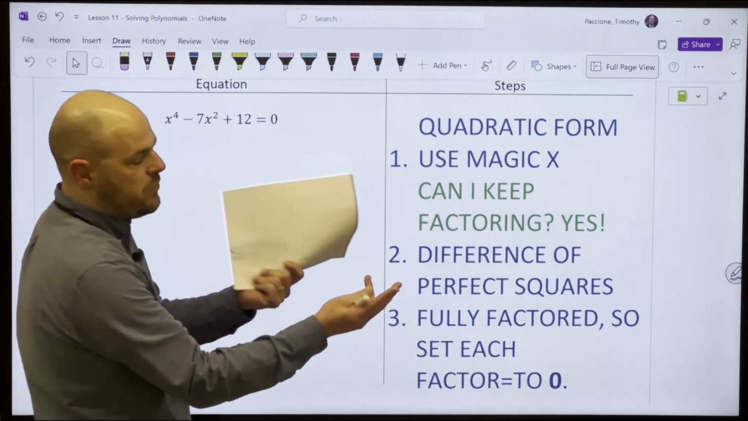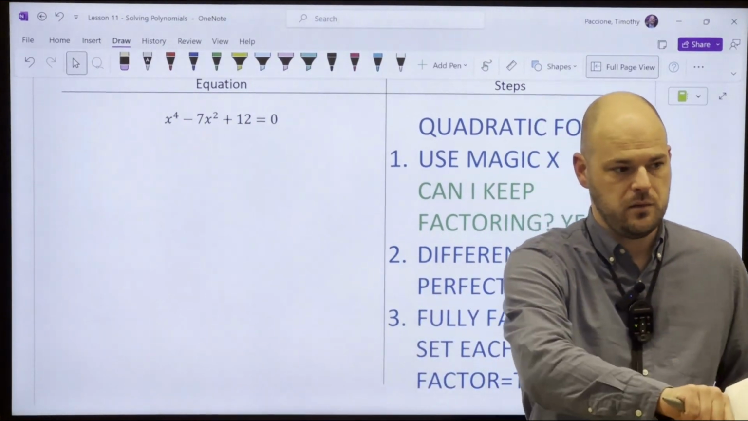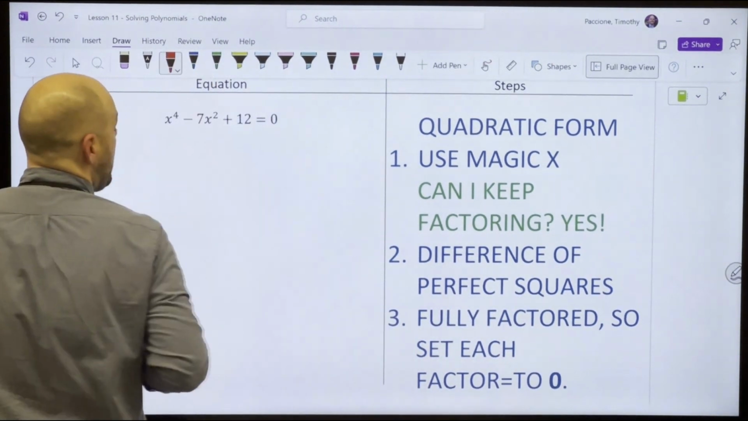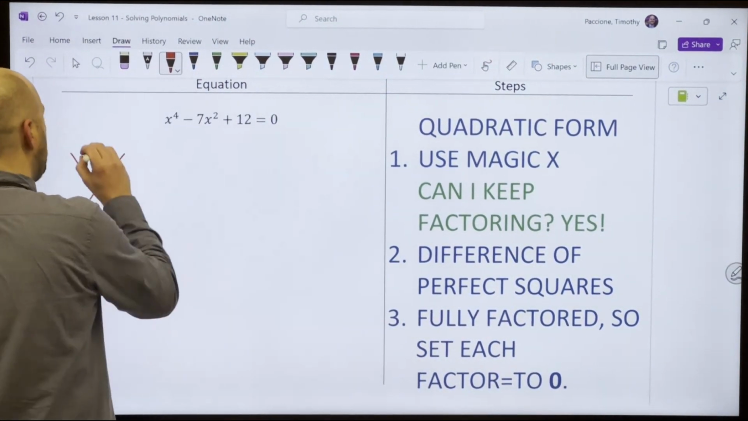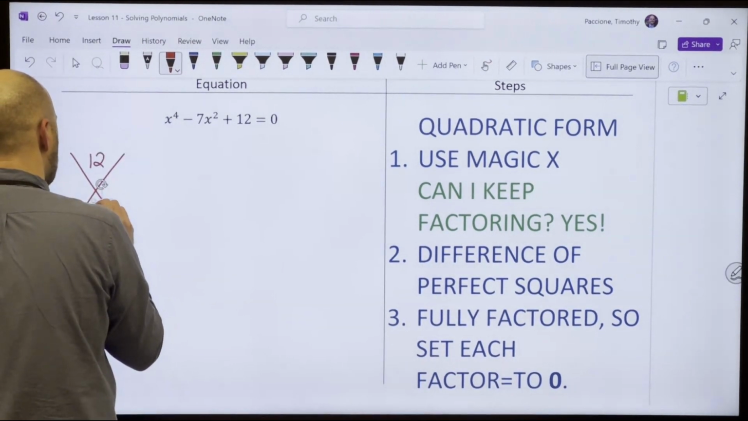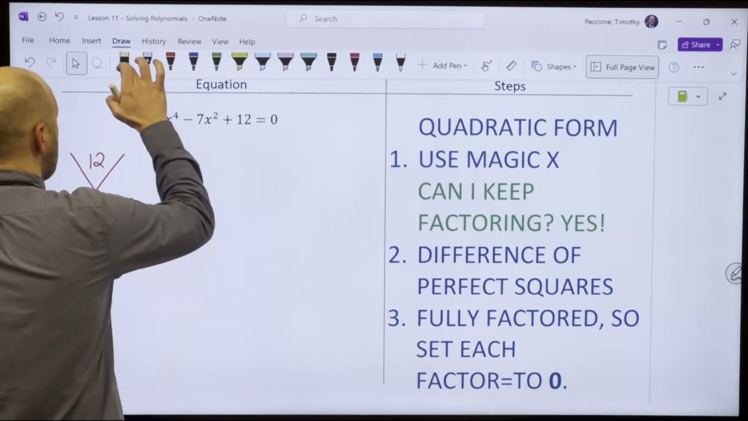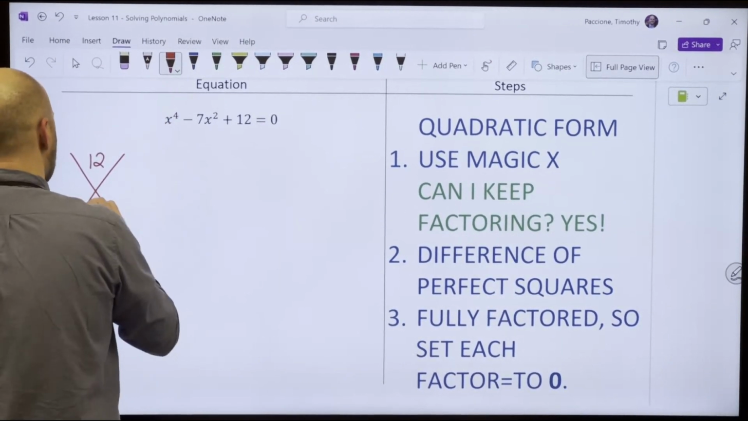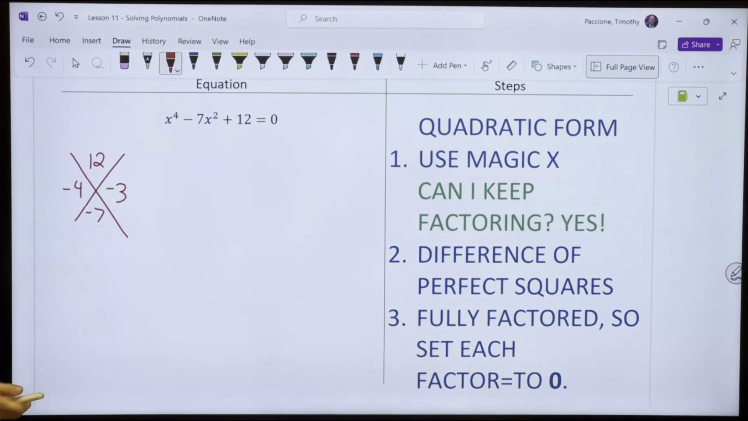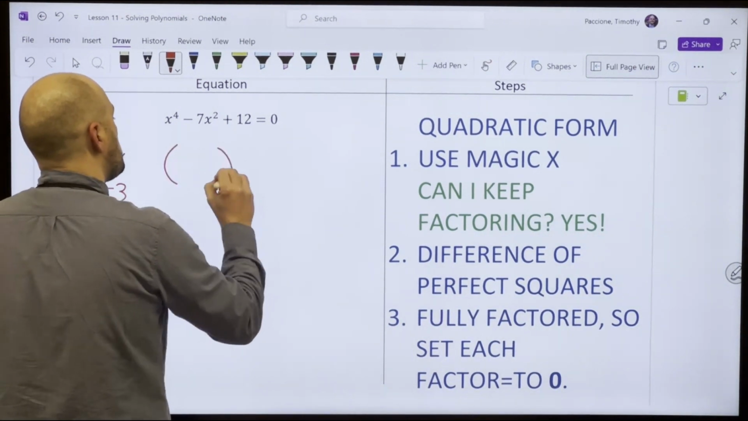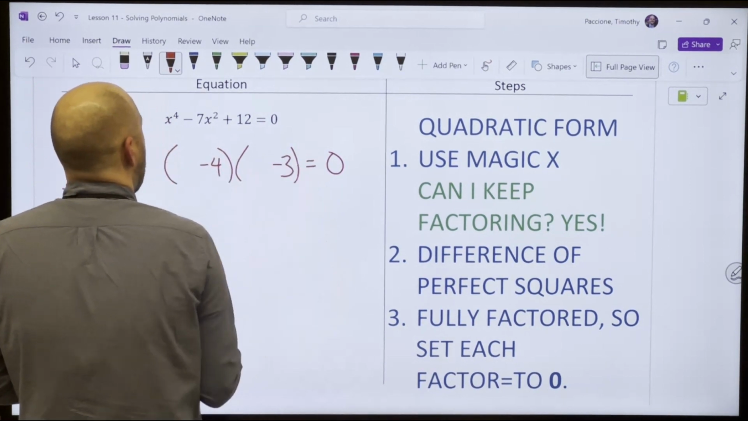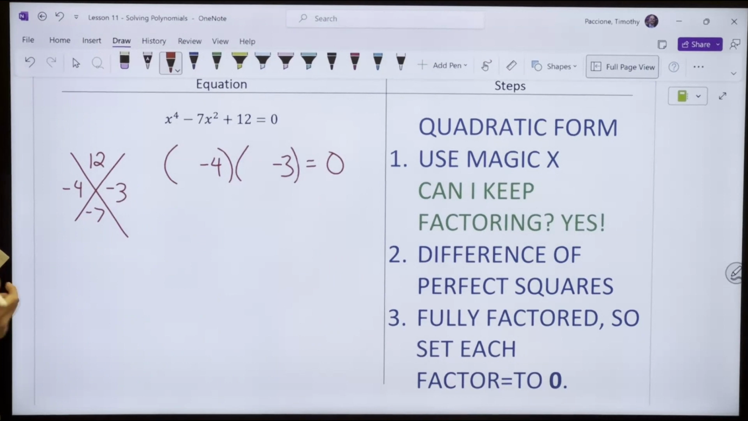All right, so we have quadratic form. We know that because it goes from 4 to 2 to nothing, right? That's a good sign for us, a little thing to look at to find quadratic form. We know that when we have quadratic form, we do magic x. I have 12 on the top, minus 7 on the bottom, which would be minus 4 and minus 3 to make that work, right? And when I start factoring this, I end up with minus 4, minus 3, and then what goes in the front of these? x squared.